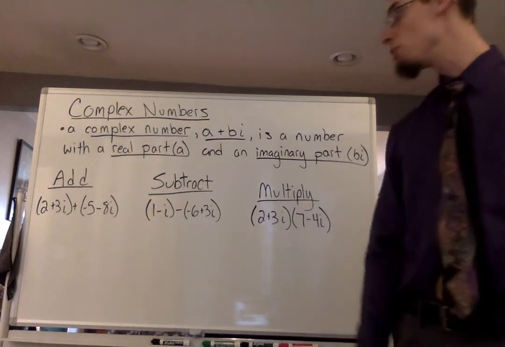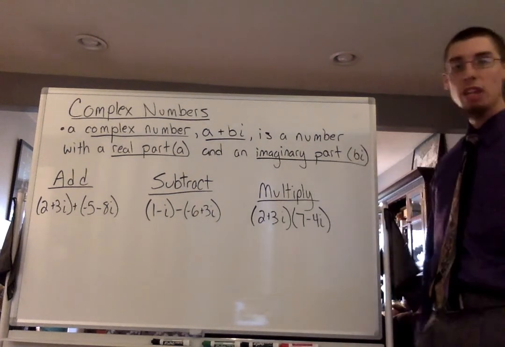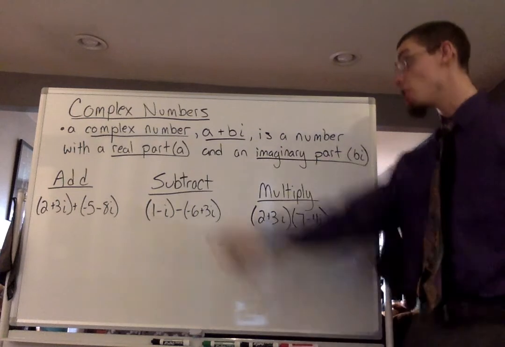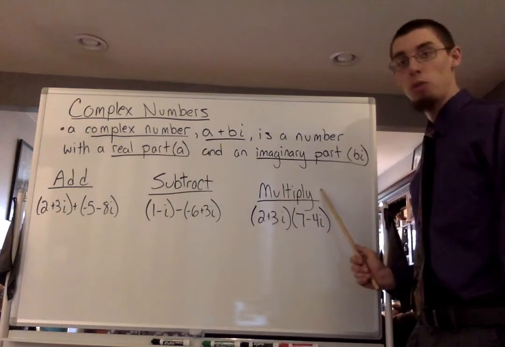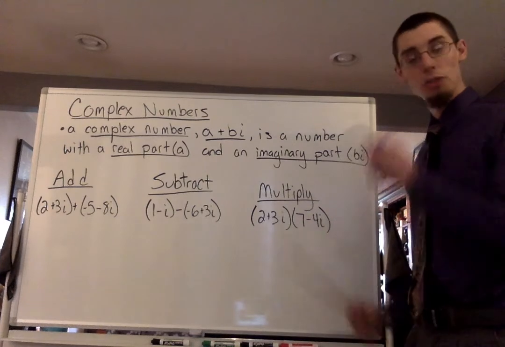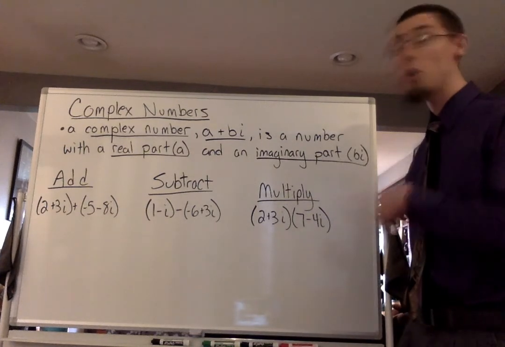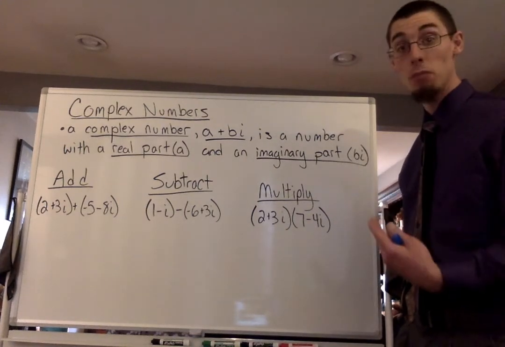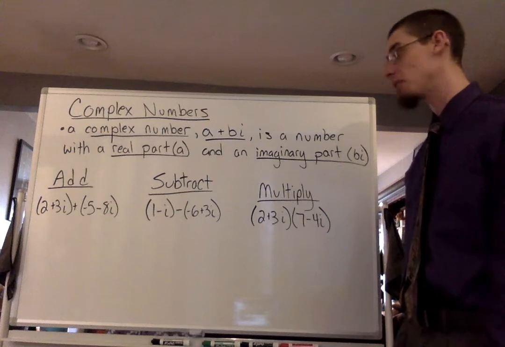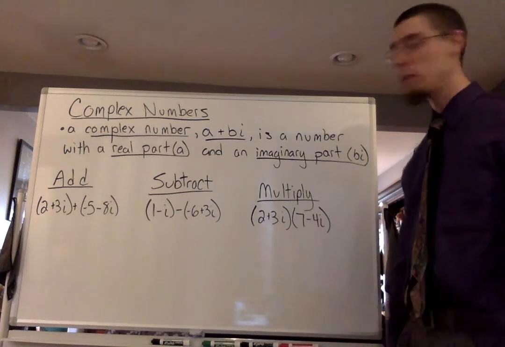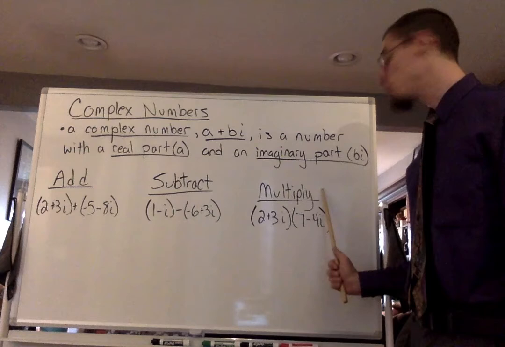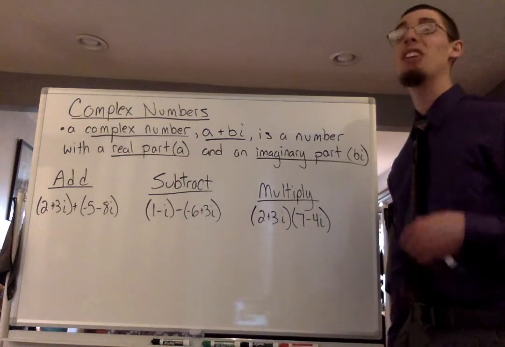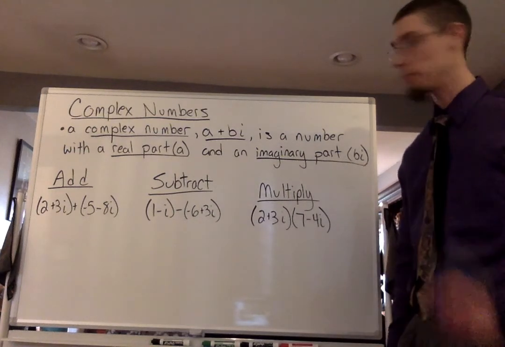And you can do the general operations with complex numbers. You can add them, you can subtract them, you can multiply them. You can also divide them, which we'll go over in the next video. There's going to be 2 videos for this lesson, just to break them up a little bit. So anyway, let's go through adding, subtracting, and multiplying first because they're a lot easier than dividing.